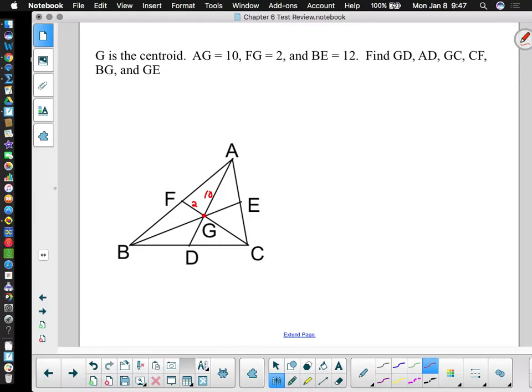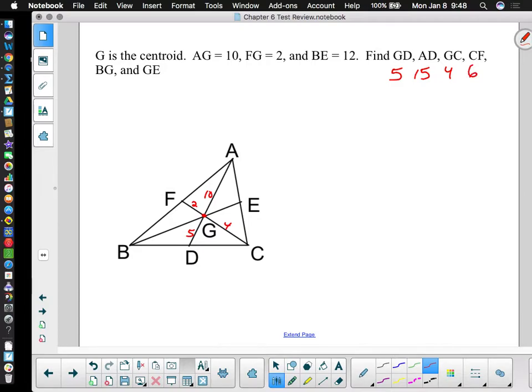Okay? So if AG is 10, how long is GD? GD must be 5. And AD is very easily then 15. If FG is 2, how long does GC have to be? 4. Long part's twice as long as short. And so CF is 2 plus 4 or 6.